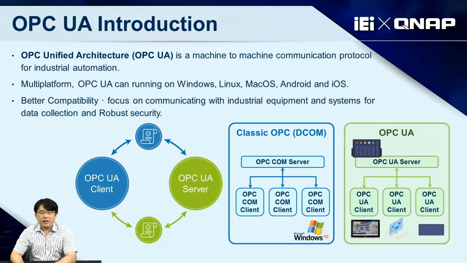OPC UA is based on next generation technology provided by the OPC Foundation to provide the secure, reliable, and vendor-independent transmission of the raw data and pre-processed information from the manufacturing level to the production plant or the ERP level.